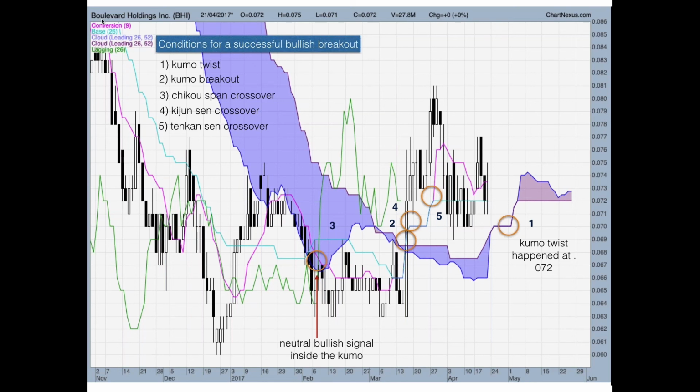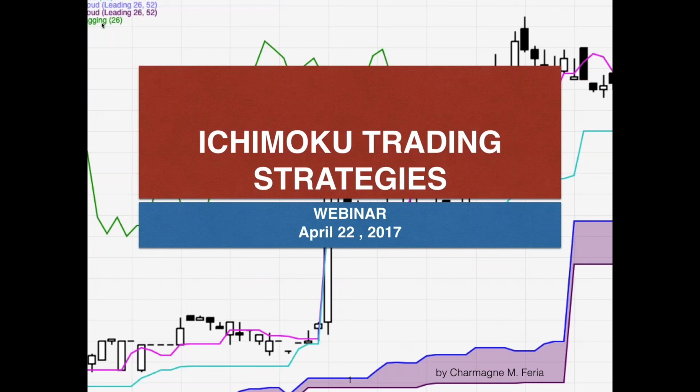Now, the Chikou Span crossover happened while the price was inside the Kumo. This was a neutral bullish signal. However, there are strong bullish signals above the Kumo. One of these is the Kijun-sen crossover and the Tenkan-sen crossover, and also the Kumo breakout.